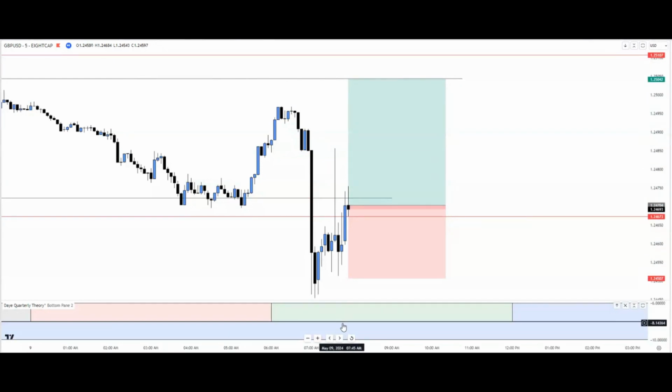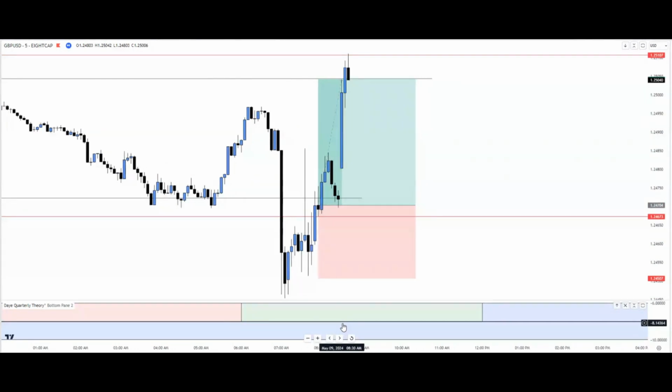So let's see what price does. So we can see price trade into this particular session buy side liquidity and ultimately reaching for this particular daily buy side liquidity.